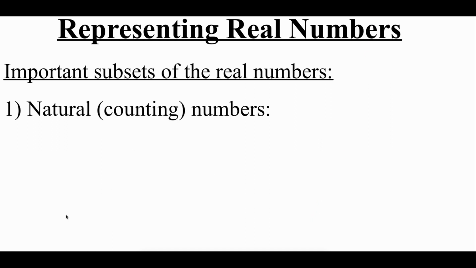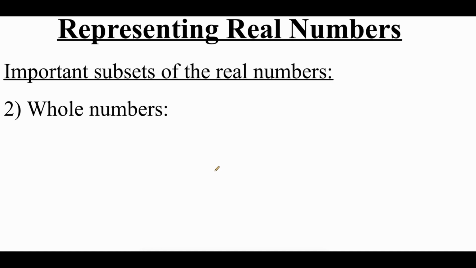As we're looking at real numbers, there are a few important subsets of real numbers. The first of which that we're going to talk about is the natural numbers, or some people call these the counting numbers. So just as if you were to count a number of objects, counting numbers start at 1 and just continue on from there. 2, 3, so on and so forth out to infinity, so as high as you can count.